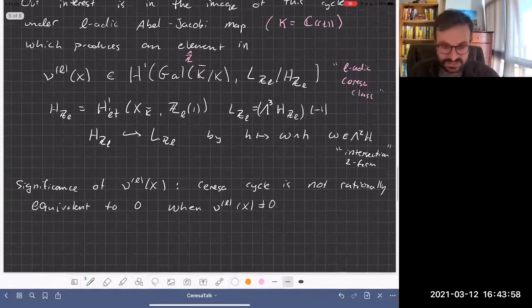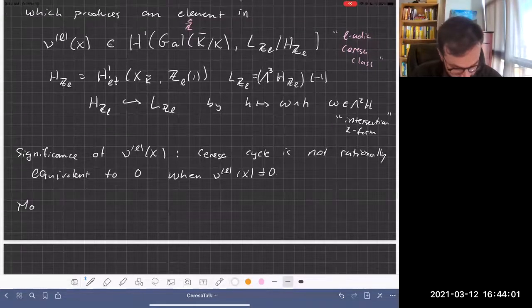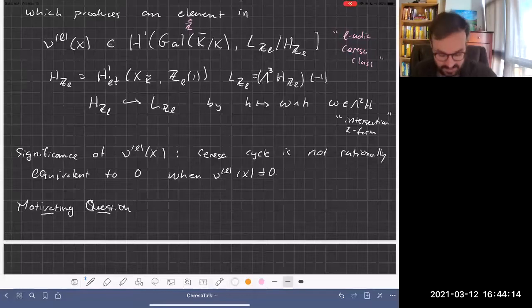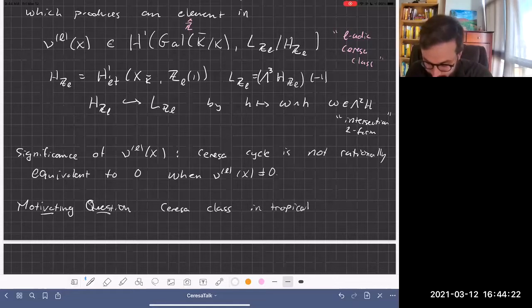So the motivating question for us was the following. In what sense can we carry over this notion of a Ceresa class to tropical geometry? And can we use tropical geometry to actually study the original Ceresa class as I've defined here?